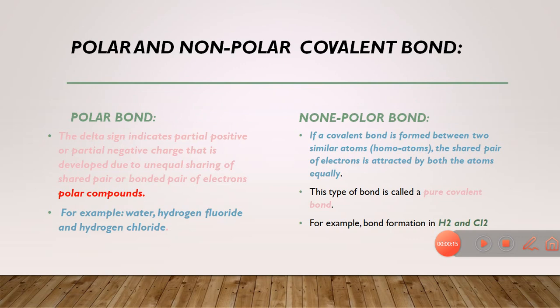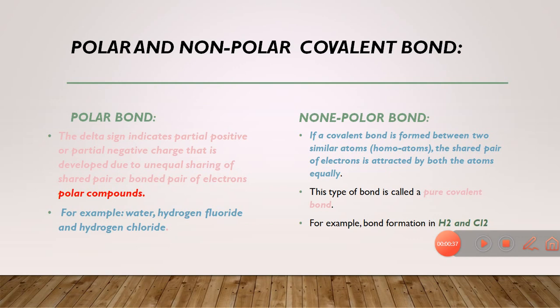Today we are going to learn what the polar bond and the non-polar covalent bond are. We know the covalent bond. In the last lecture we also learned what the coordinate covalent bond is. Today we are learning about polar and non-polar bonding, and how they are different from each other. So let's make sense of their definitions.